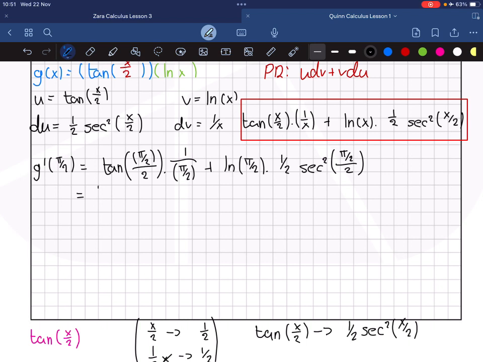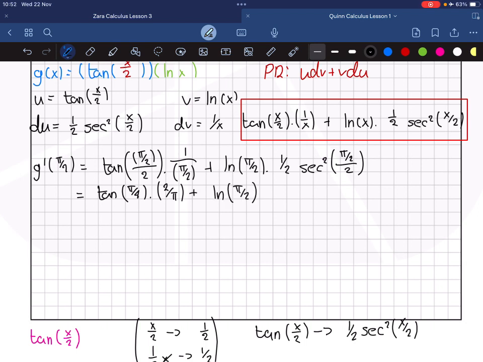is just the tan of pi over 4. That gets multiplied by 1 over pi over 2. So what happens if we have 1 over a fraction? Well, we can just flip the bottom fraction around, and that's what it's going to be. So this gets multiplied by 2 over pi. Add on, can't do anything with the natural log of pi over 2.